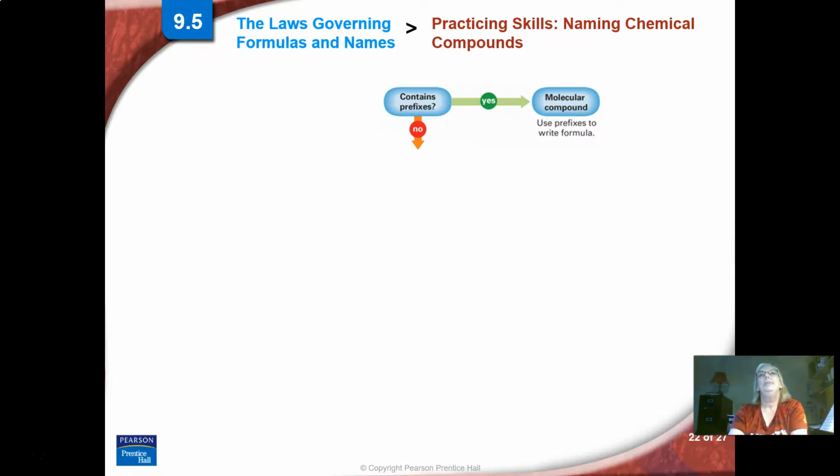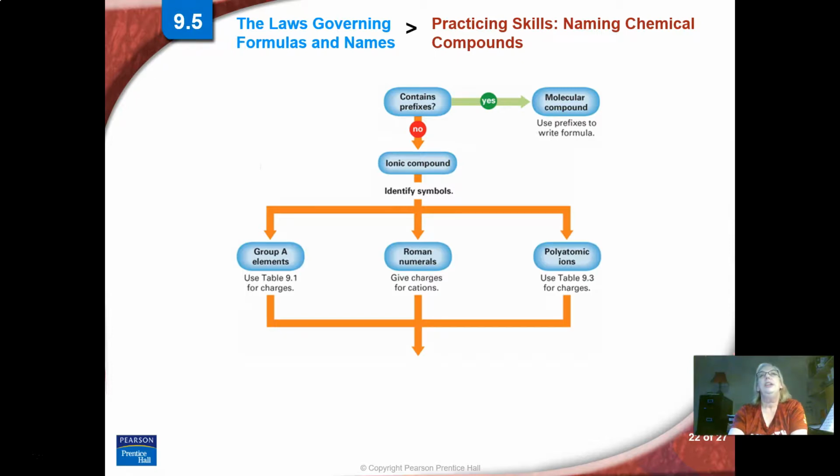So if it has prefixes, it's molecular. If it doesn't, it's ionic. And then we're going to use symbols from the periodic table. We're going to use the charges. If it's a polyatomic, we have to memorize those because otherwise you're going to have a lot of trouble. So please, please, please memorize the polyatomics that I told you to memorize. And then group A elements, you know their charges from the periodic table. So these are the easy guys.